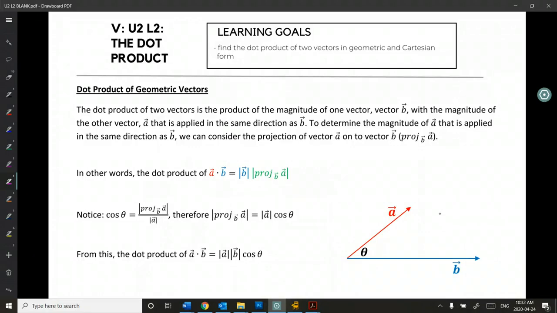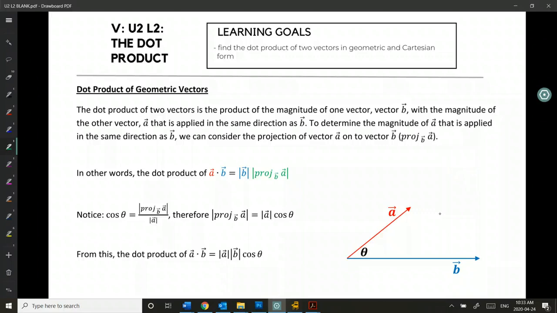operations that we can do with vectors where we use products. And one of these is the dot product. So basically this is finding the product of the magnitude of one vector with the magnitude of the other vector that is in the same direction as our first vector. So essentially, we want to think of a projection of one vector onto another, and that little component that is in the direction of the other vector is going to be a product.